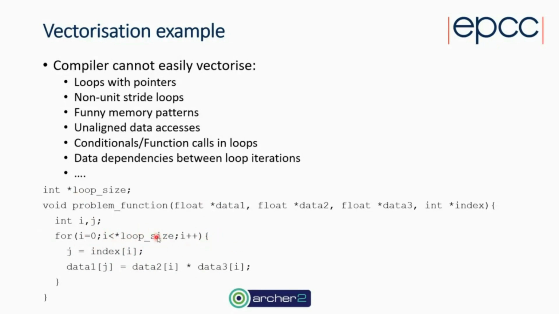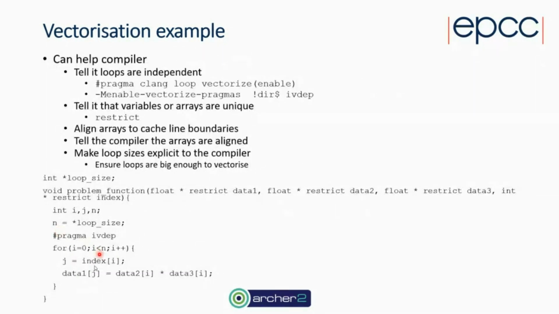the loop iteration bound may not be known at compile time. Because it's a pointer here, loop size is a pointer, and I'm dereferencing a pointer. Actually, the compiler doesn't know whether this loop size changes as we go on here. Data 1 could point to somewhere that loop size is set, and it could be changing the loop as we go on, and that's not allowed. And it may also see that there's a sort of dependency here between j and index, and it doesn't know what's going on here.